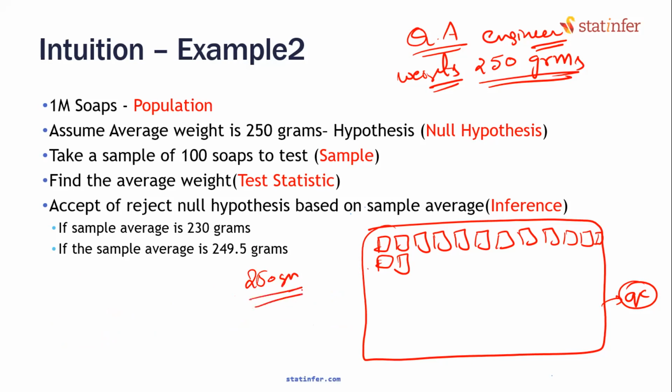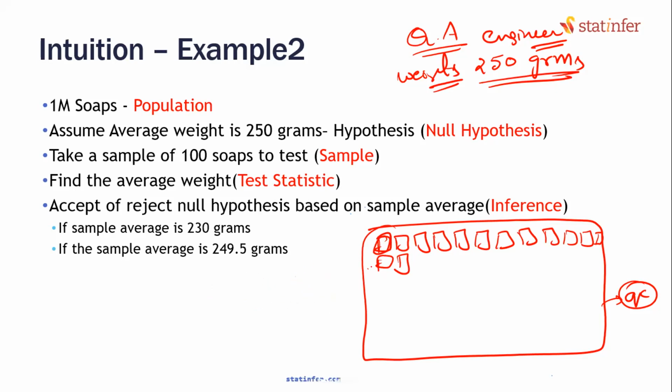1 million soaps. Do you think there will be a weighing machine that can weigh all these 1 million soaps, or 10 million soaps? Is it possible to weigh all these 1 million, 10 million soaps in one shot? That is not possible. Now, is it possible to take each soap? Take the first soap, find the weight. Take the second soap, find the weight. Is it possible going soap by soap? That is also not possible.